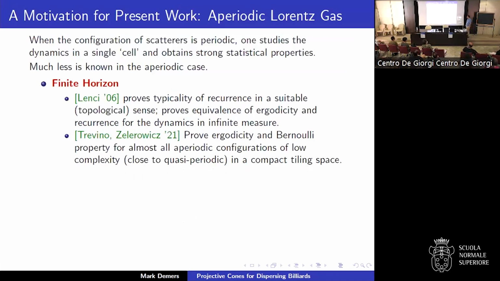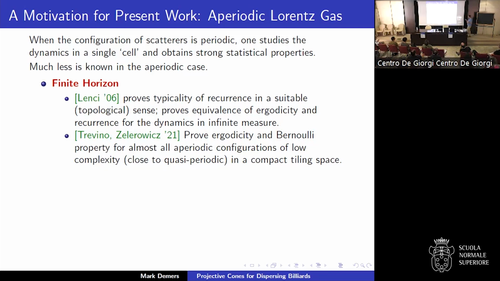So I want to talk about projective cones, which is the Hilbert metric applied to billiards. As a motivation, which is obviously not the only thing you could do, you might consider the aperiodic Lorentz gas. A periodic configuration of scatterers has been very well studied since the 60s, since Sinai, because with a periodic configuration you can take a quotient on, say, a torus, and then you have a compact phase space, and you can study a transfer operator. It has a smooth invariant measure, and lots of statistical properties are known in the periodic case.